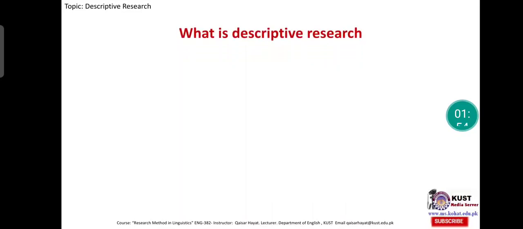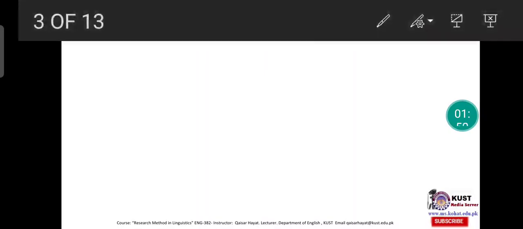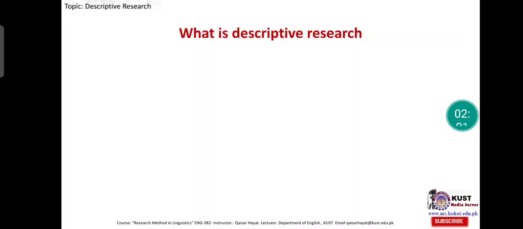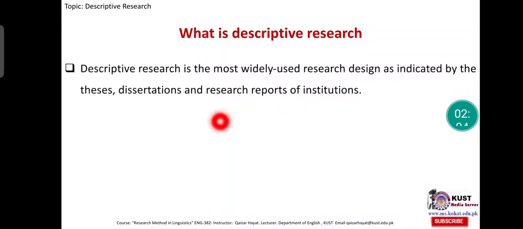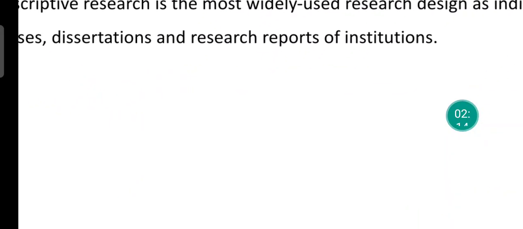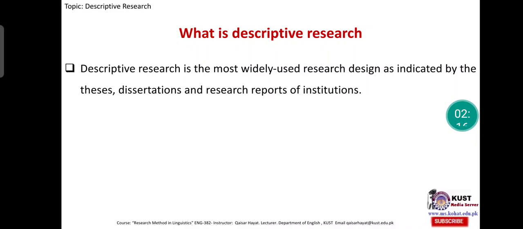Now, first of all, let's go to the area. What is descriptive research? Students, descriptive research is the most widely used research, as indicated by thesis, by dissertation, and by research reports of institutions. So this design, which is called descriptive research, is one of the widely used research designs.